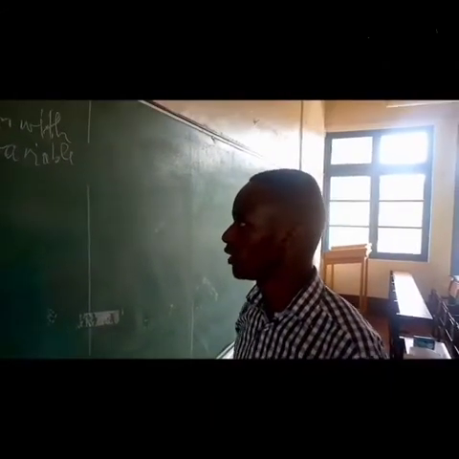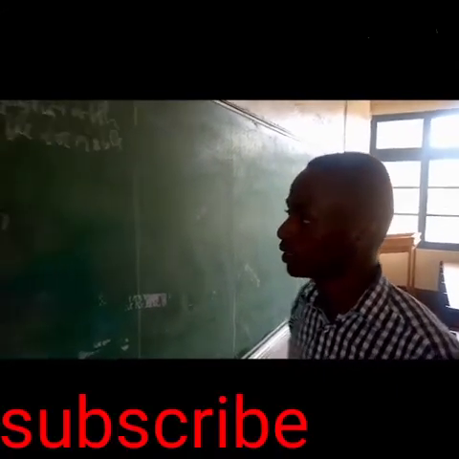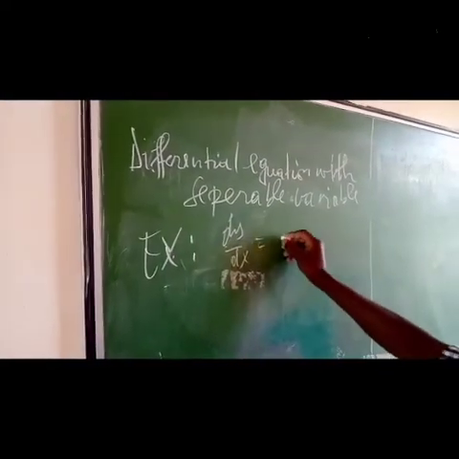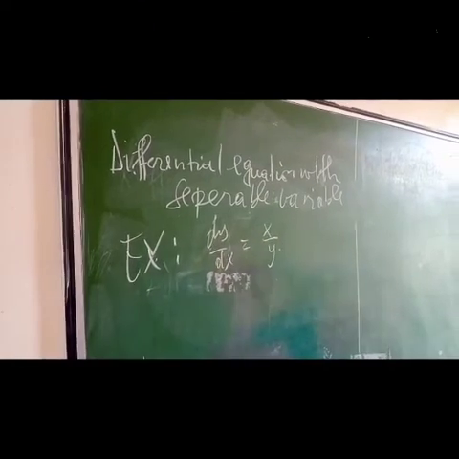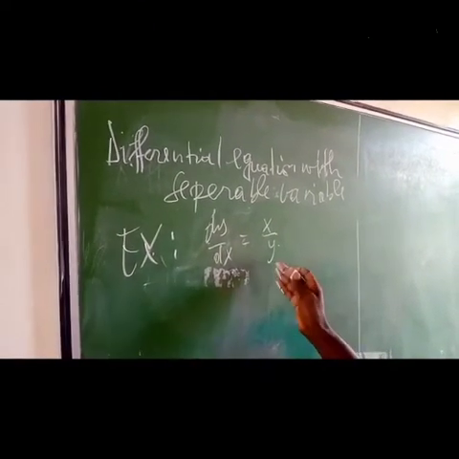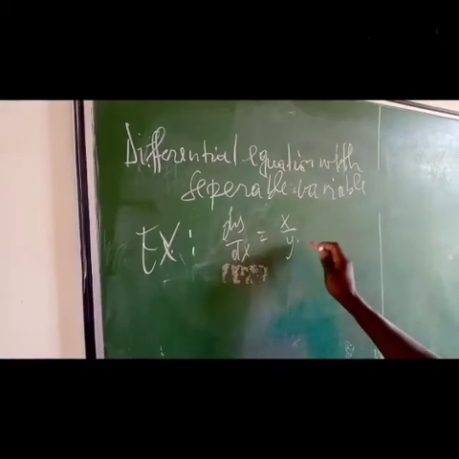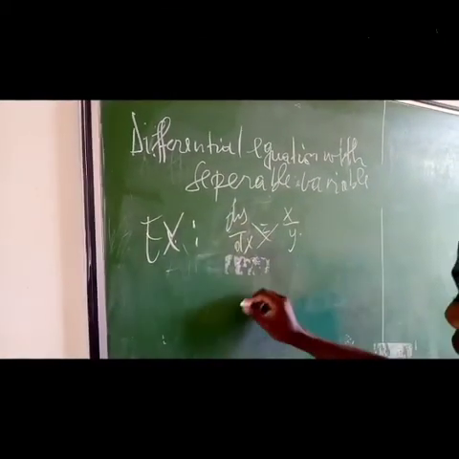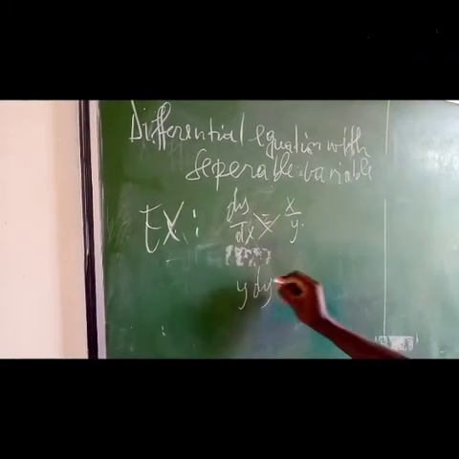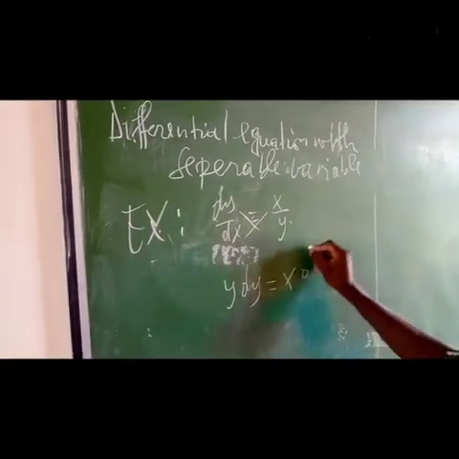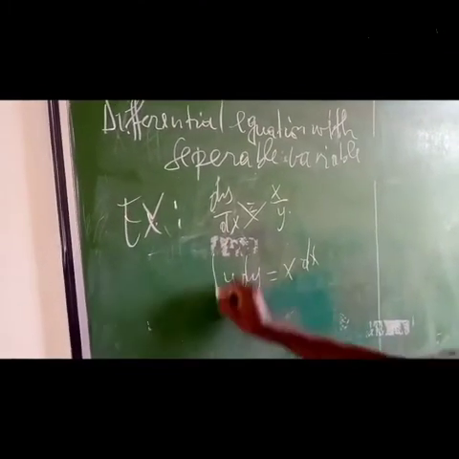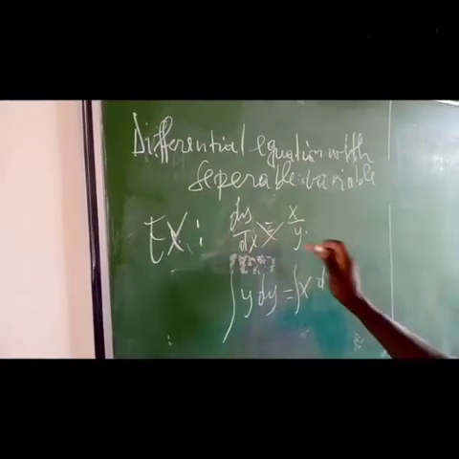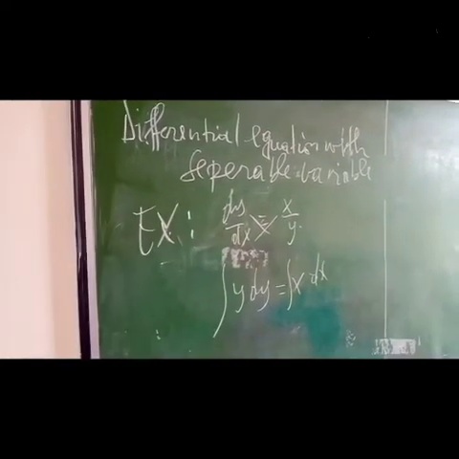Differential equation with separable variables. Example: we have dy over dx is equal to x over y. Here we can just multiply dy by its variable and dx by its variable. Let's use plus, and then we have y dy is equal to x dx, and then integrate both sides. So we will just have to solve this equation to find the solution of the differential equation.